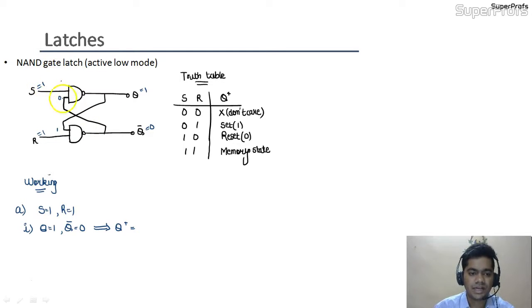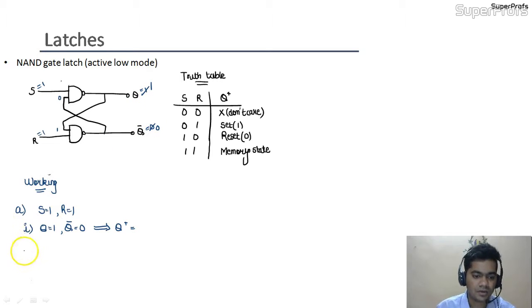So for 1 and 0, what would be the output? For 1 and 0, the output would be 1. And for 1, 1, when given as inputs to a NAND gate, the output would be 0. So you can see that there is no change in the next output from the past output.